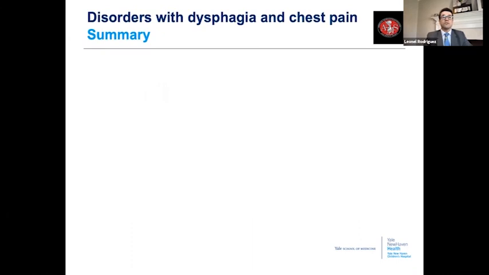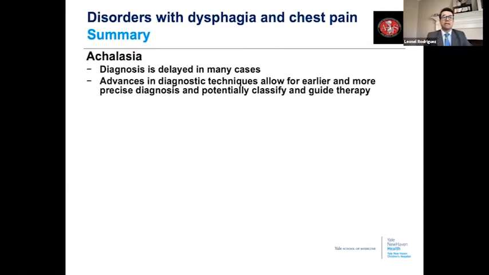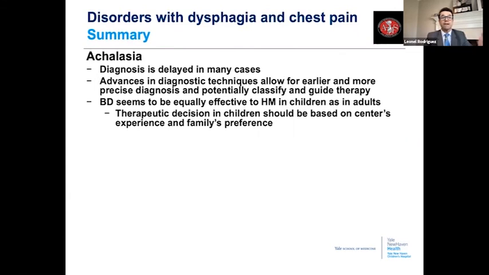So in summary, for disorders associated to dysphagia and chest pain, achalasia, the diagnosis can be delayed in many cases. With the advances of diagnostic techniques, we now have earlier and more precise diagnosis, potentially classifying the disease in subtypes and maybe guiding therapy. Balloon dilation seems to be equally effective to Heller myotomy in children, as has been demonstrated in adults. The therapeutic decision in children should be based on the center's experience and the family's preference.